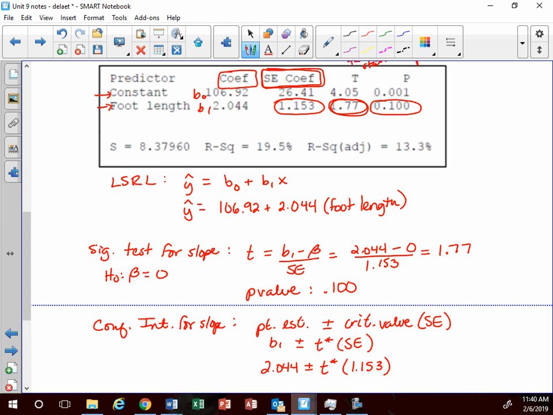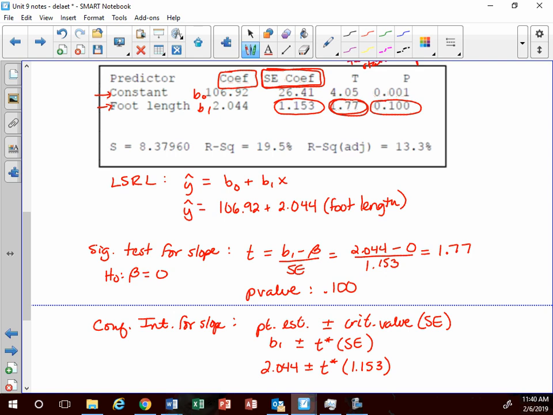Mm-hmm. Constant what? Sorry. Oh, the t and the p? Yeah. Nope. You need the b sub 0, like you need the y-intercept, but other than that, you're not going to use any of the ones for the constant. Okay. All right, okay?